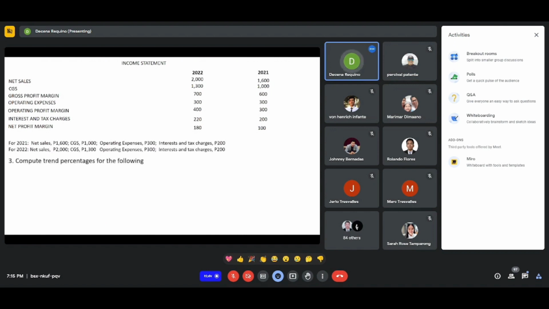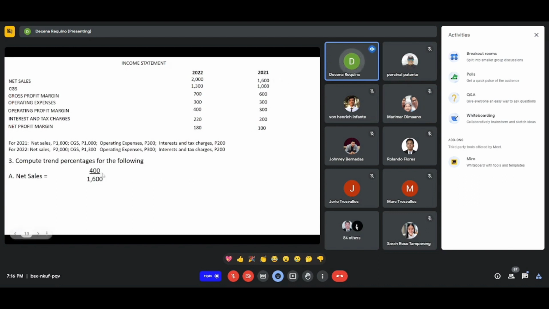And yung pangatlong question, compute the trend percentages for the following. So yung kanina, yung horizontal analysis. Dito naman sa compute the trend percentages, ito yung vertical. So para makuha natin yung net sales, yung difference ng 2022, di ba ang net sales dyan is 2,000, less yung net sales ng 2021 na 1,600, meron siyang difference na 400.